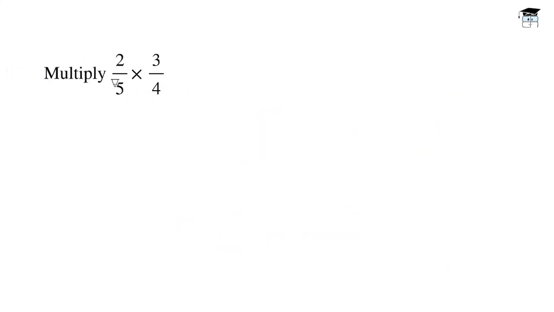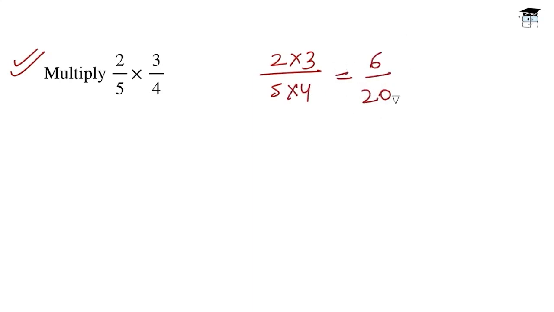Now let's practice another question. So in this question, we have to multiply 2 by 5 with 3 by 4. So when you multiply them, we multiply the numerators and multiply the denominators. So you are going to get 6 by 20, right? So this is not your last answer. Why is this not your last answer? Because look here, 6 and 20 are both divisible by the same number, that is 2. Because 2 threes are 6 and 2 tens are 20.